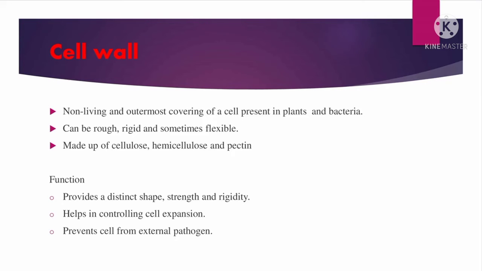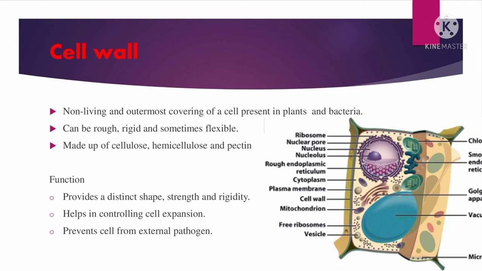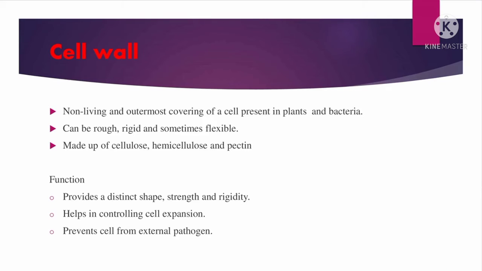The plasma membrane consists of a bilipid layer with embedded proteins like integral proteins and peripheral proteins. In addition to the cell membrane, a non-living outermost covering is present on the outside of the plant cell and bacterial cell, which is known as the cell wall. It is mostly rigid in nature due to the presence of cellulose, hemicellulose and pectin.